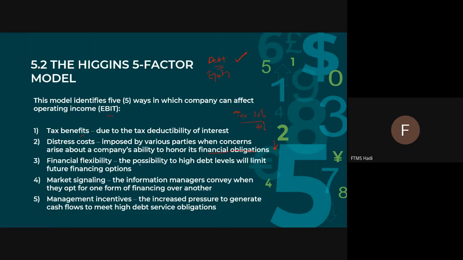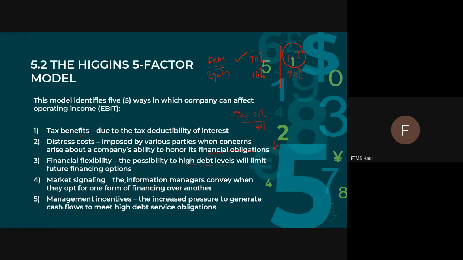The third one, financial flexibility. The possibility of a high debt level will limit future financing options. Why? If there is too much debt, let's say 90%, and equity only 10%, that is a very big issue, because they need to pay all of the 90% debt. However, if the debt is only 10% and the equity is 90%, the company is only committing 10% of their money, and the 90% is dealt with later, because it involves investors or shareholders.